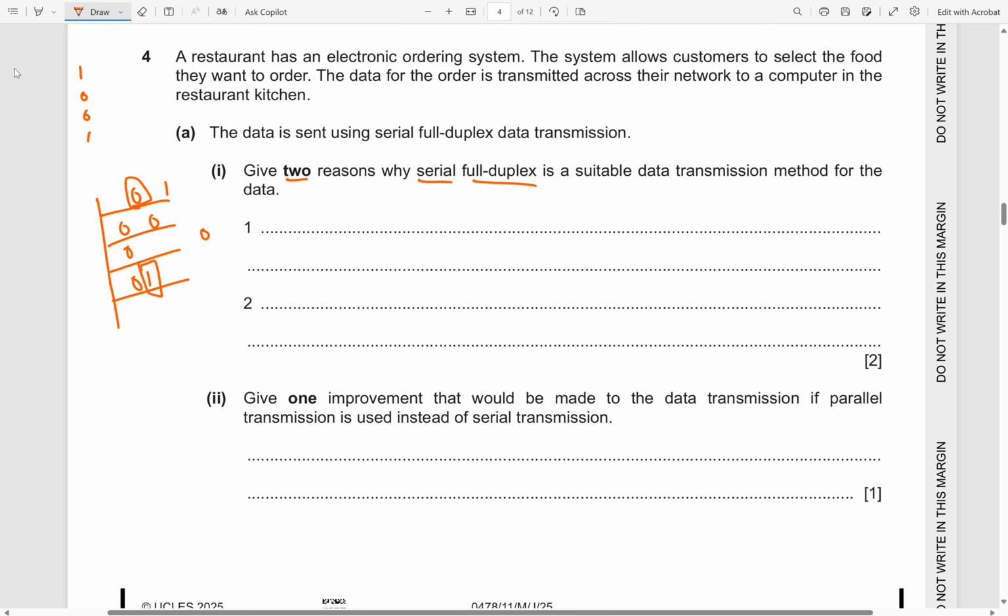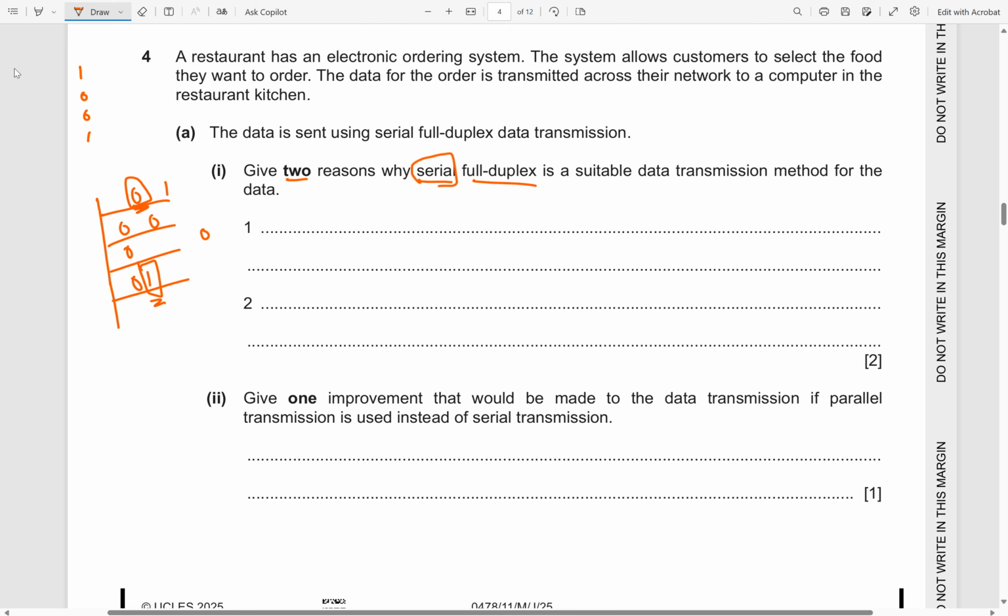So the receiver might think that this 0 and this 1 are the same nibble. And if they think that, then of course the data is going to be corrupted. They're going to get the wrong number, or the wrong data, at the end. All right, so hopefully that makes sense.